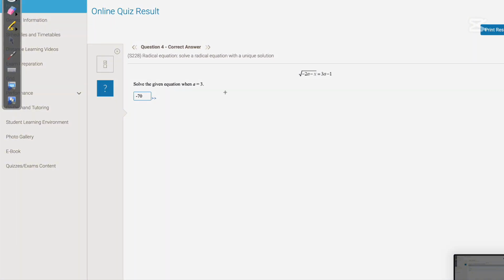Solve the given equation when a is equal to 3. First, let's get rid of the radical by squaring both sides of the equation. So negative 2a minus x is equal to 3a minus 1 squared, which is 9a squared minus 6a plus 1.